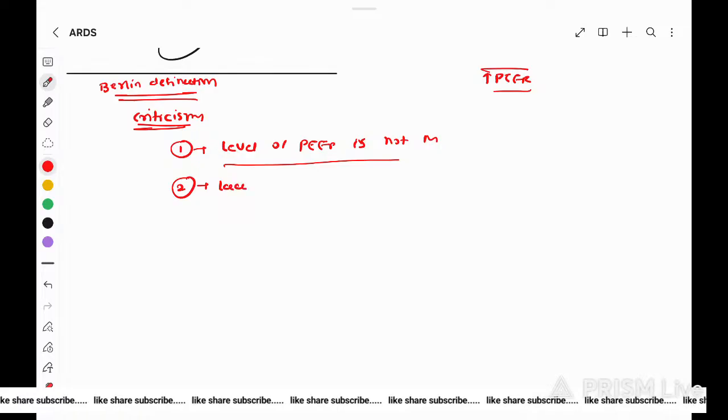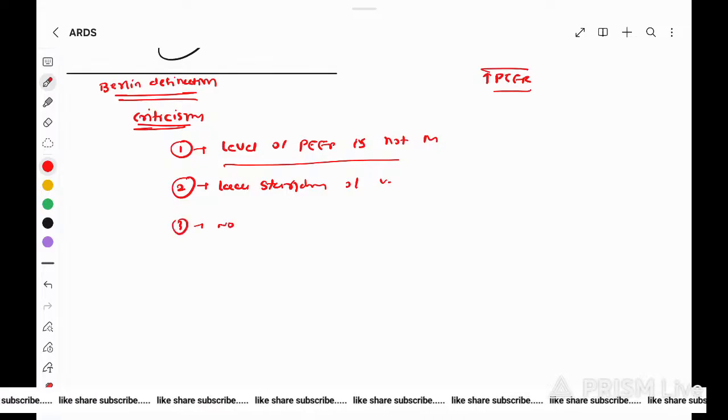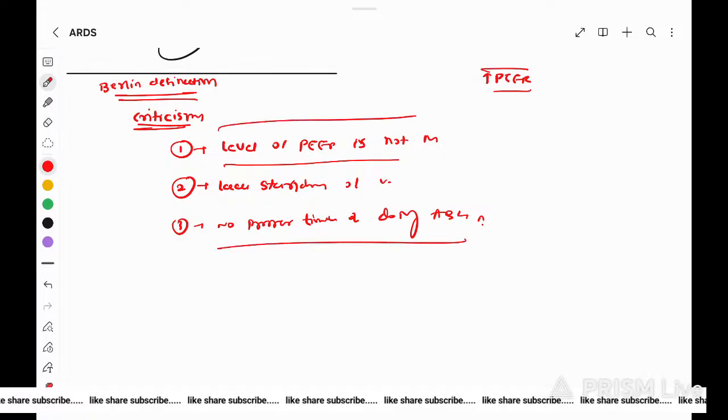Second, lack of standardization. These criteria are subjective, not objective. There is a lack of standardization of the ventilator setting. Third, there is no proper timeline for doing ABG. So three things: the level of PEEP is not clearly mentioned in the Berlin definition, there is a lack of standardization of the ventilator setting, and there is no proper timeline for doing ABG.